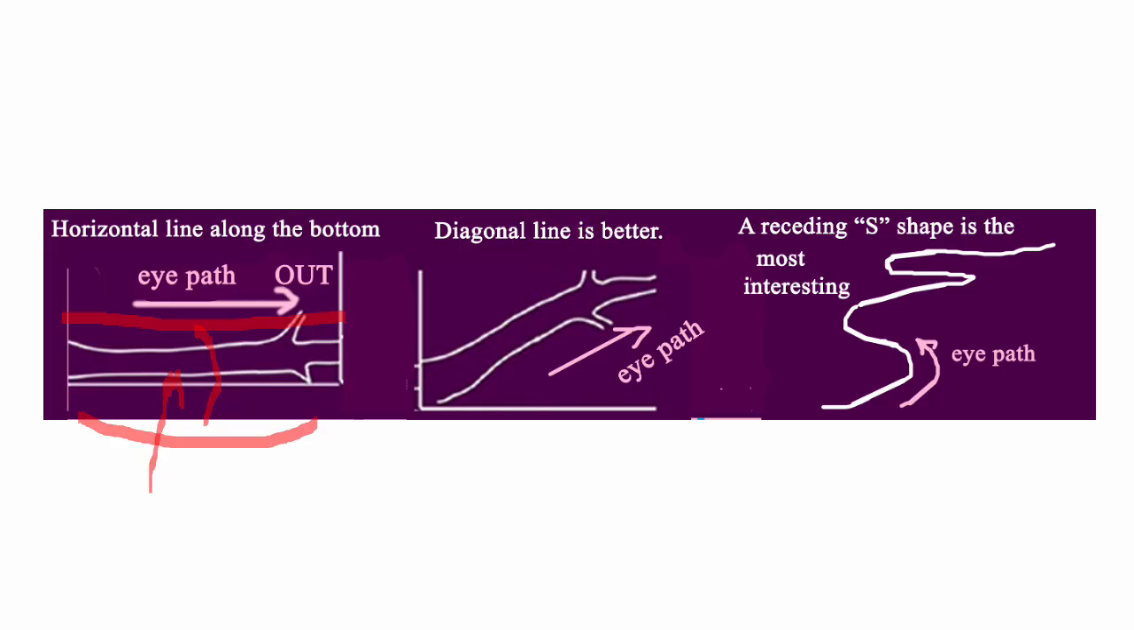If the horizontal line is straight and uneventful, then the line travels across quickly, which we don't want. We can reduce the speed by varying the line, especially on the right, as I did here. I implied that there are branches on a downed tree. That slows down the eye before it leaves the painting. A diagonal line is better because it goes through more of the picture and is more energetic than a horizontal line. The receding S shape is the most interesting, as it circles around high points in the painting.